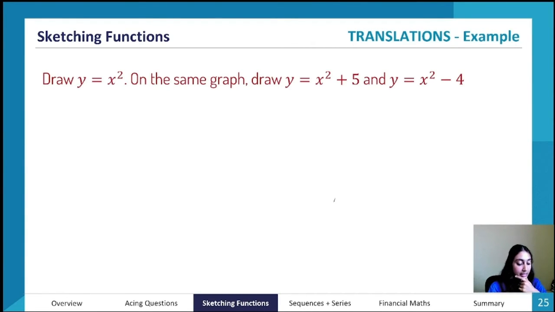I'm going to give you a second to try this on your own. Draw y is equal to x squared. And then on the same graph, draw y is equal to x squared plus 5, and then x squared minus 4.